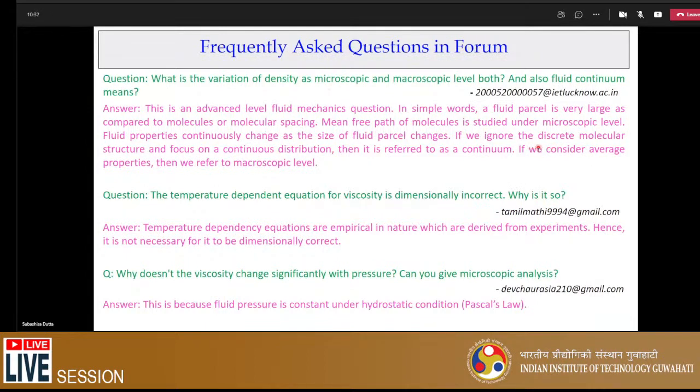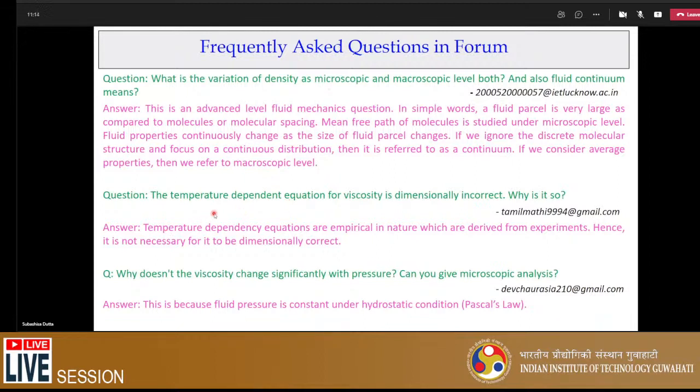So basically, the way we consider it, we simplify or nullify the distinct molecular structures and molecular motions and random motions. We look at a control volume which is more than this limiting volume. So all these basic fluid properties like density, velocity, and pressure are continuous functions of space and time. That's why it's the flow continuum.